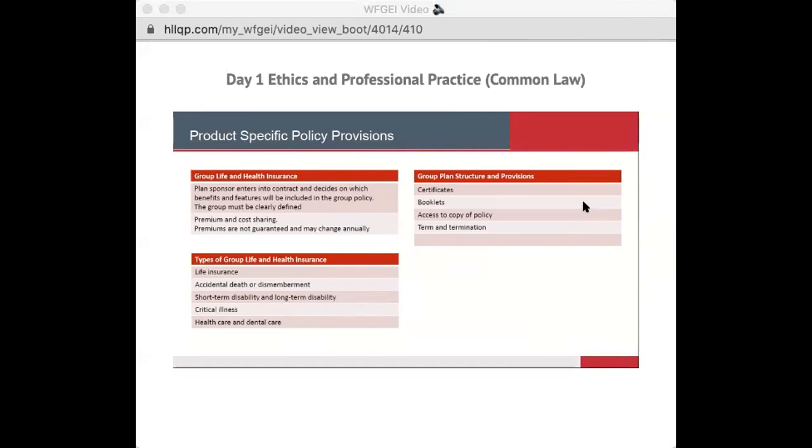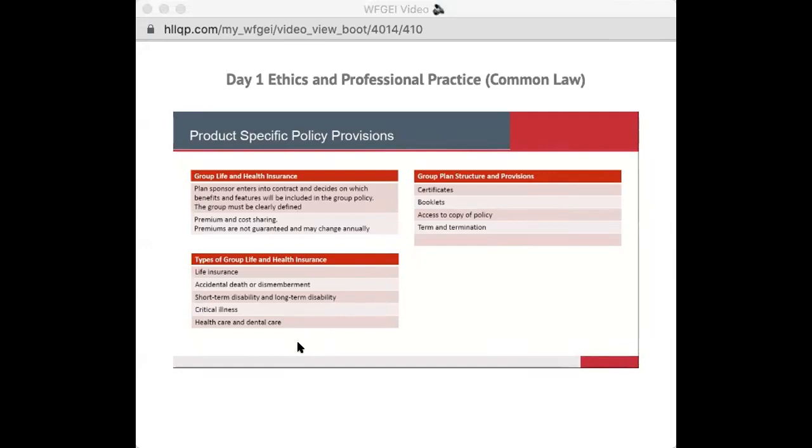So the structure of a plan basically is that the plan sponsor, in other words, your company, gets what's called a master contract. And what you get is a certificate that proves that you are covered under that particular plan. You also get a booklet that explains everything to you so that you have an idea what you're covered for. Then there's how to access a copy of the policy if you want to read it. The employer may be generous and give you a copy of the actual policy itself. And of course, all the terms and conditions as to how the plan could be terminated.